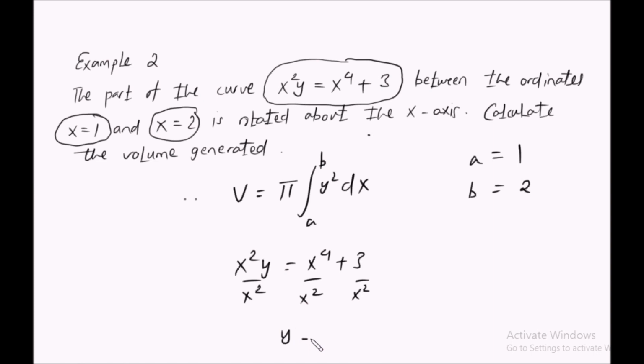Kwa hiyo tabaki na y in sasa na x squared plus 3 over nini? Over x squared. So this is our y now. Lakini hapa anataka nini? Anataka y squared. Hataki y, so we have to find y squared. So let's find it in a new page. So tumepata kwamba y ni x squared plus 3 over x squared.